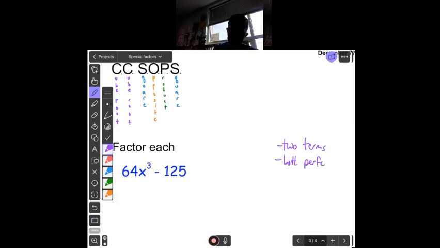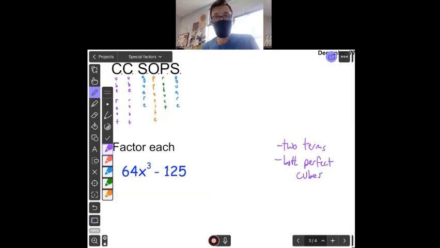Or sorry, perfect cubes. It does not have to be subtraction because there's a sum version of this and a difference version of this, a subtraction version and an addition version. They're very, very similar. CC SOPS will work for both of them. As long as it meets those two criteria, this is the method we can use.